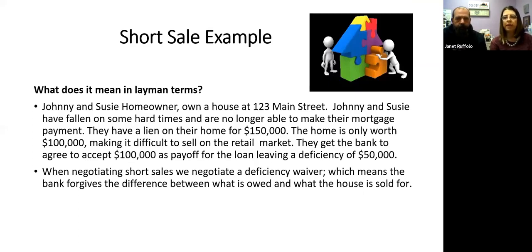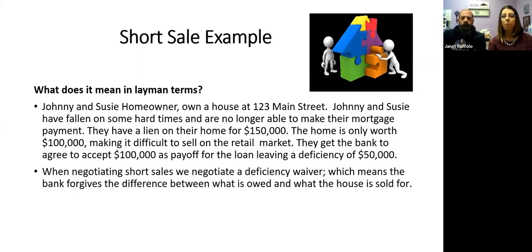So here's a short sale example, because all that's like, what does that all mean? In layman's terms, we have Johnny and Susie home buyer. They own a house on 123 Main Street. They've fallen behind and they're no longer able to make their mortgage payment. They have a lien on their home. Their mortgage due is $150,000. The home is on the market, so you're a realtor, you go in and say, in this location and condition, the most this house can sell for is $100,000. So you're not going to be able to sell it to pay everybody off.